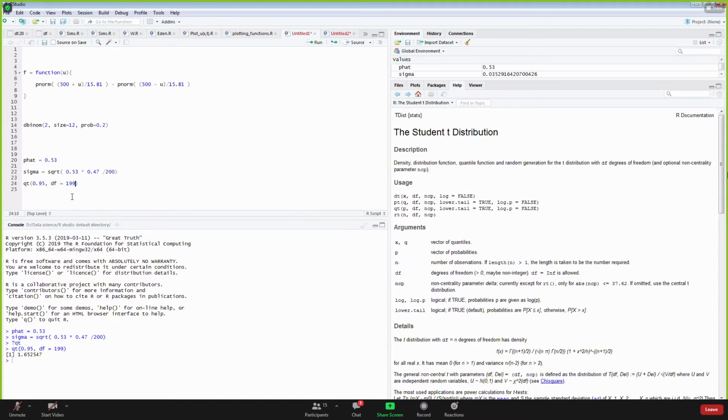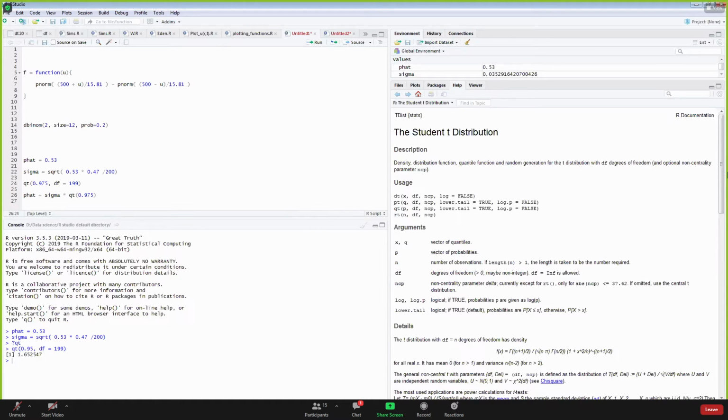So now we're ready to compute everything. We take p hat. Let's compute the upper bound, p hat plus sigma times qt. One more thing, this is a little bit tricky: we actually have to take 0.75 here.